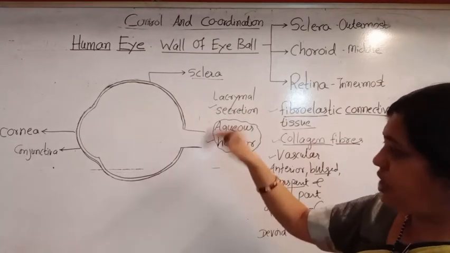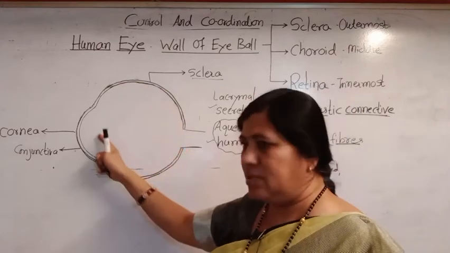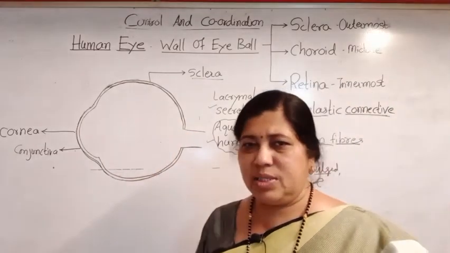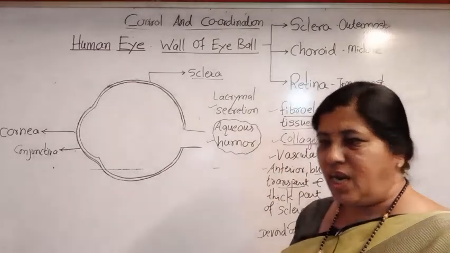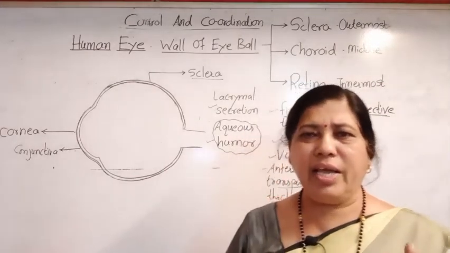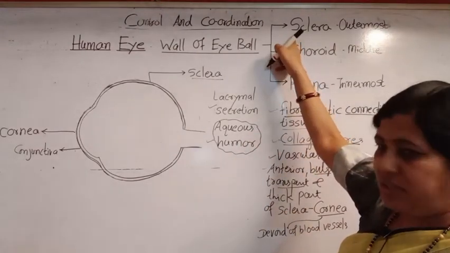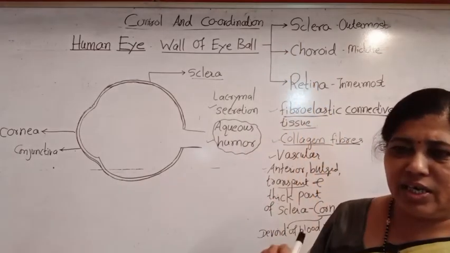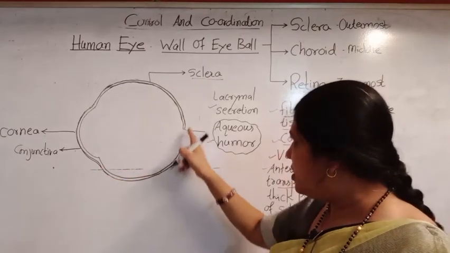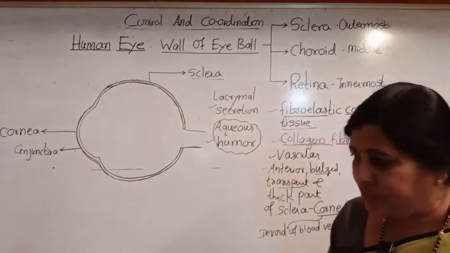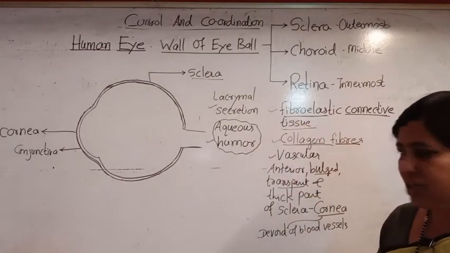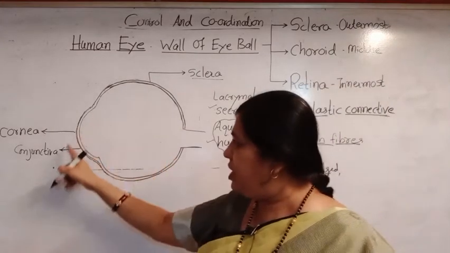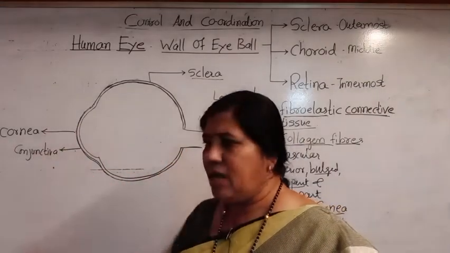The function of the sclera is protective. It protects the internal parts of the eyeball. The human eyeball is spherical in shape and its wall is made up of 3 layers. The outermost layer is sclera, the middle layer is choroid, and the innermost layer is retina. Sclera is the outermost layer of the eyeball. It is made up of fibroelastic connective tissue with collagen fibers. It is vascular. Its anterior transparent thick bulged part is the cornea.